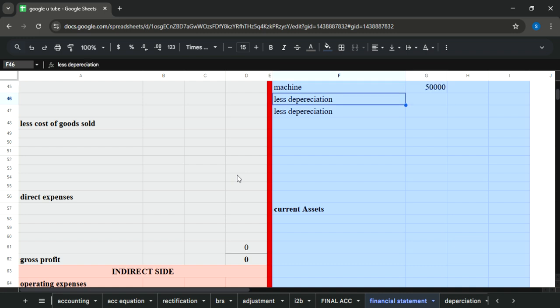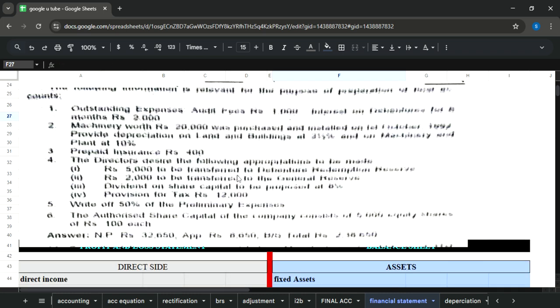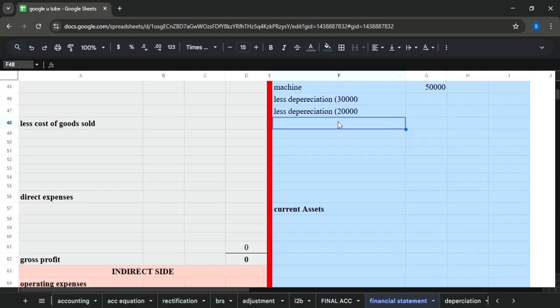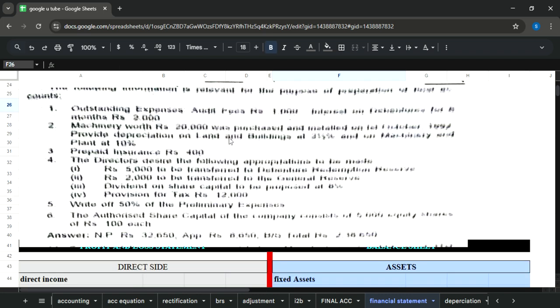But depreciation, when you are going to calculate, there are two parts. First, 30,000 of machine, and secondly, it was described that a machinery of worth 20,000. These are two different parts. Once again, I'm telling you, look here. Machinery of 20,000 was installed 1st October 92. It means we will be calculating depreciation in a little different way. And why? Because the time period of both machines is different.